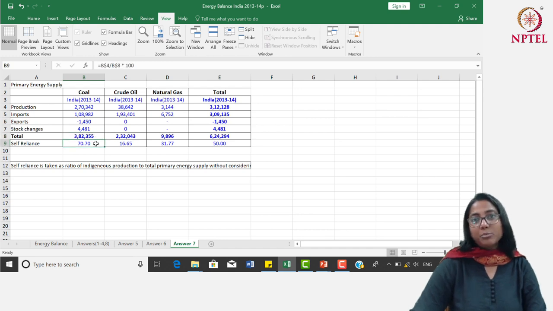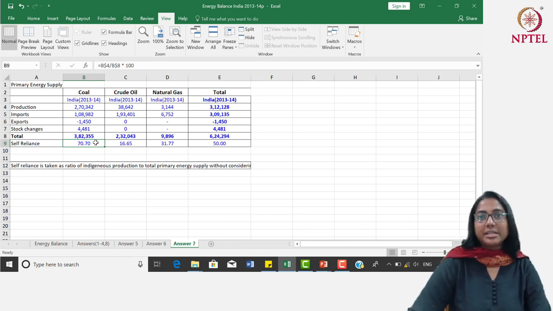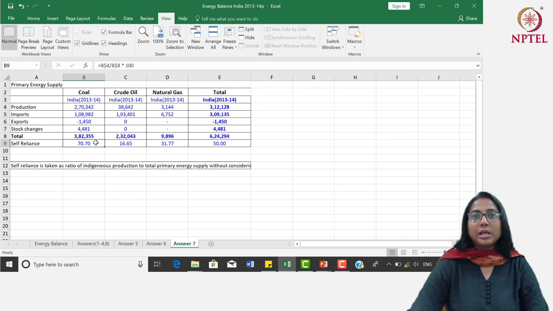So more than 70% of the coal in the primary energy supply of India is domestically produced. It's only approximately 30% that India imports. But this 30% is not a very low proportion to import, because India has a lot of coal, but the quality of coal is such that often India has to import.